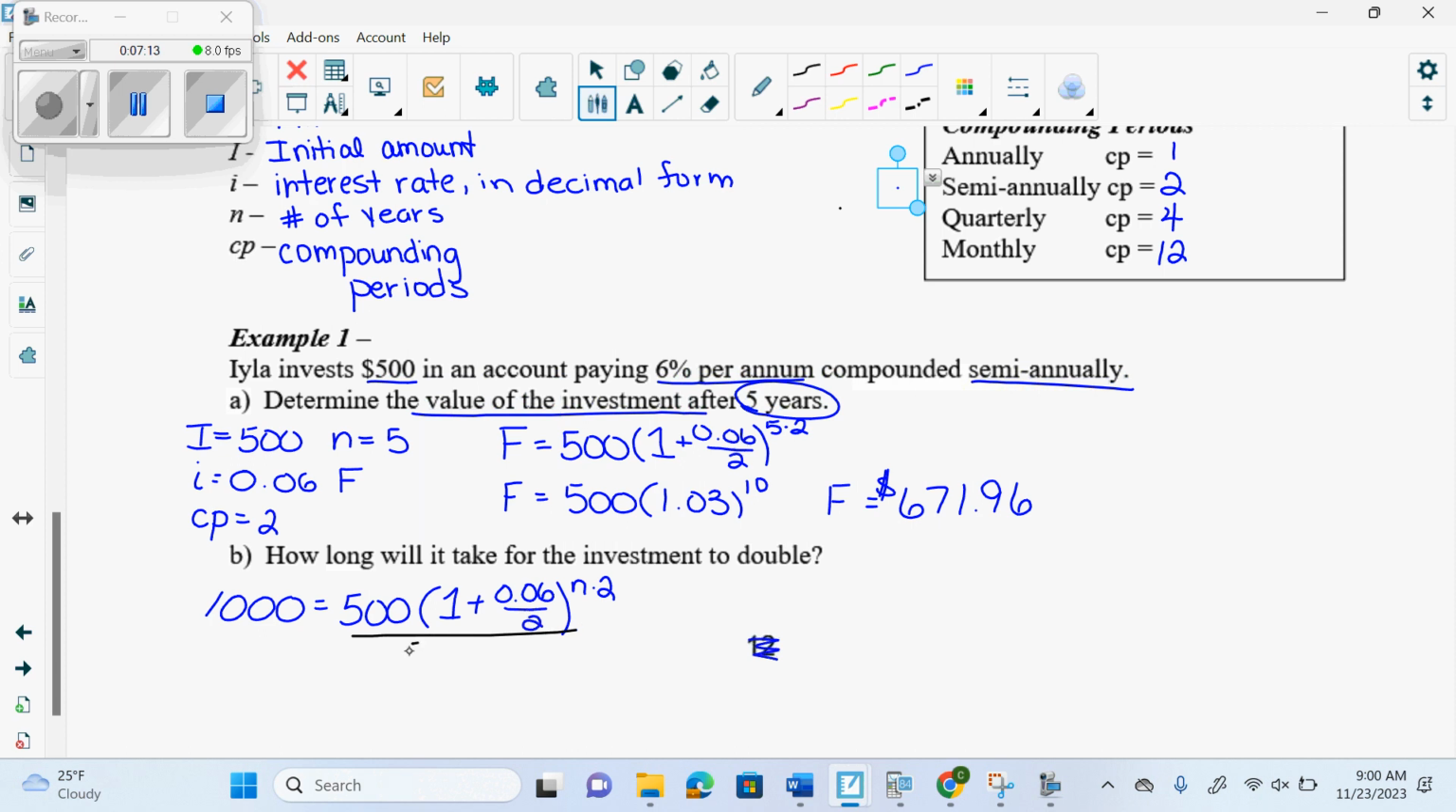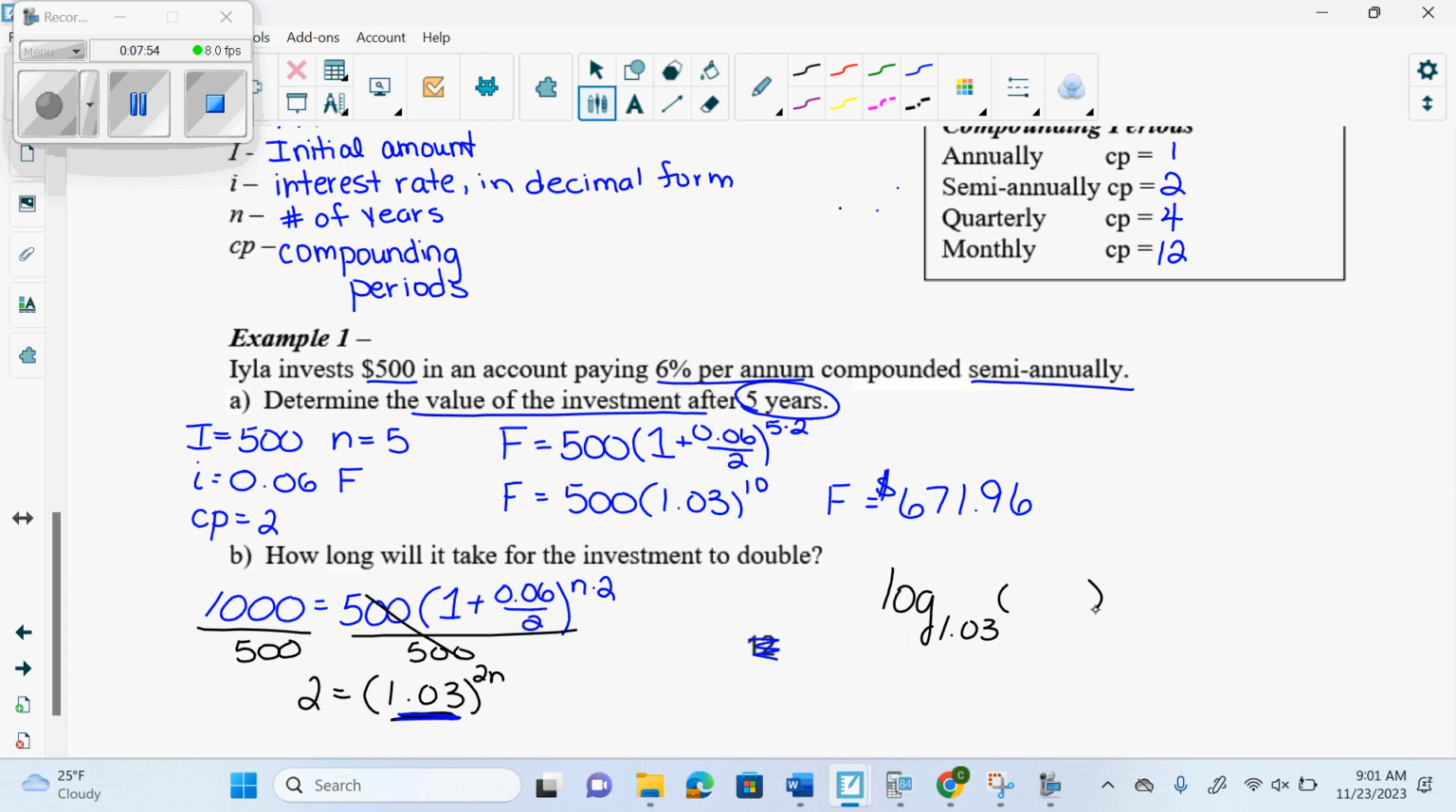So I'm going to divide by 500. And I get 2 equals 1.03 to the 2n. Now I don't know the exponent, so what do I have to do? Convert to a logarithm. That's how we get that exponent down, right? We learned that yesterday. So we get log base what? What's the base of my exponent? 1.03 is the base of my exponent. That's going to be the base of my log.